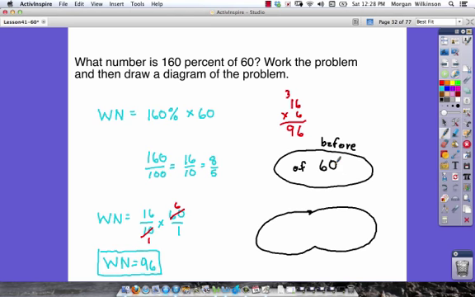You can see we're going to have more than 60. And that makes sense. Because in this problem, we know 96 is 160%. Because it's bigger than our original. So this is our after diagram box this time. This one's slightly different because we worked with a percent greater than 100.